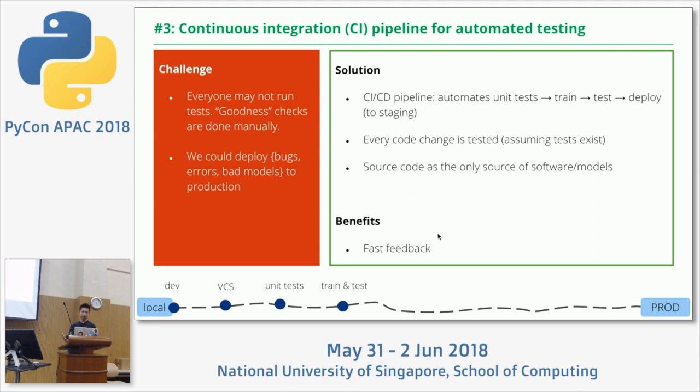Every code change is tested, assuming we have unit tests. And source code is the only source of our software and our models. So every model can be traced back to our commit. So we know, okay, this commit produced something bad, or something really good, we can trace it backwards.